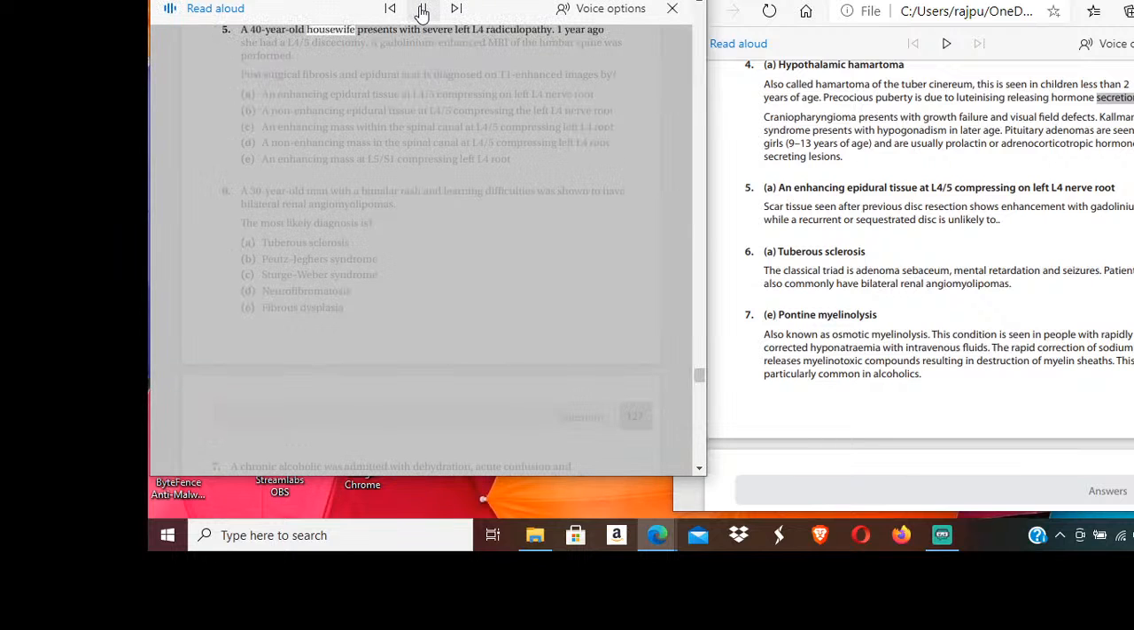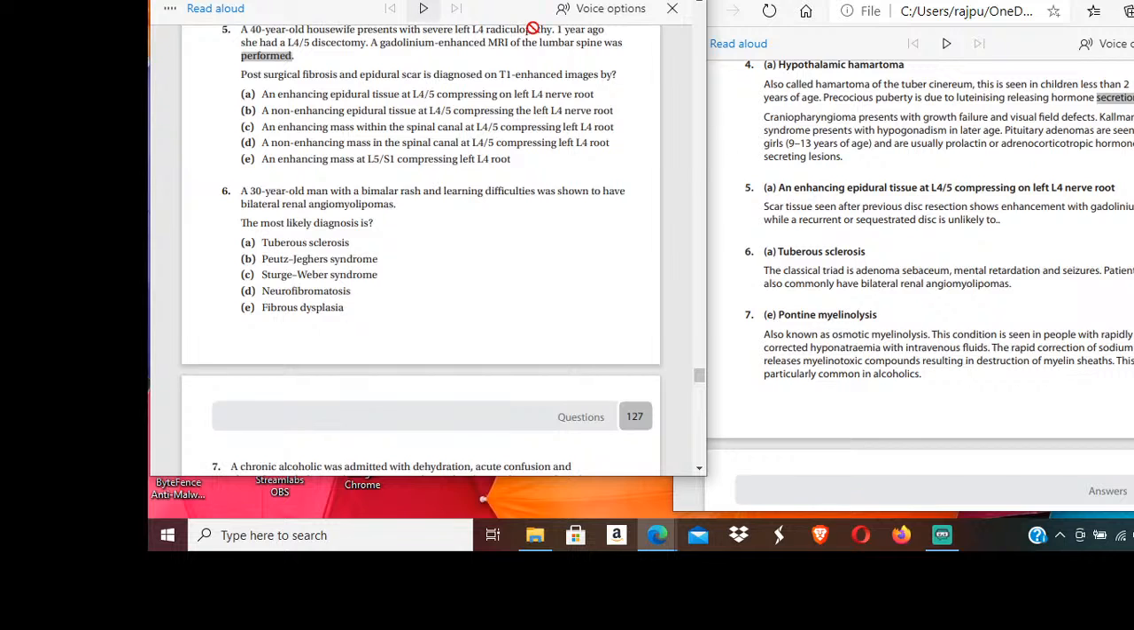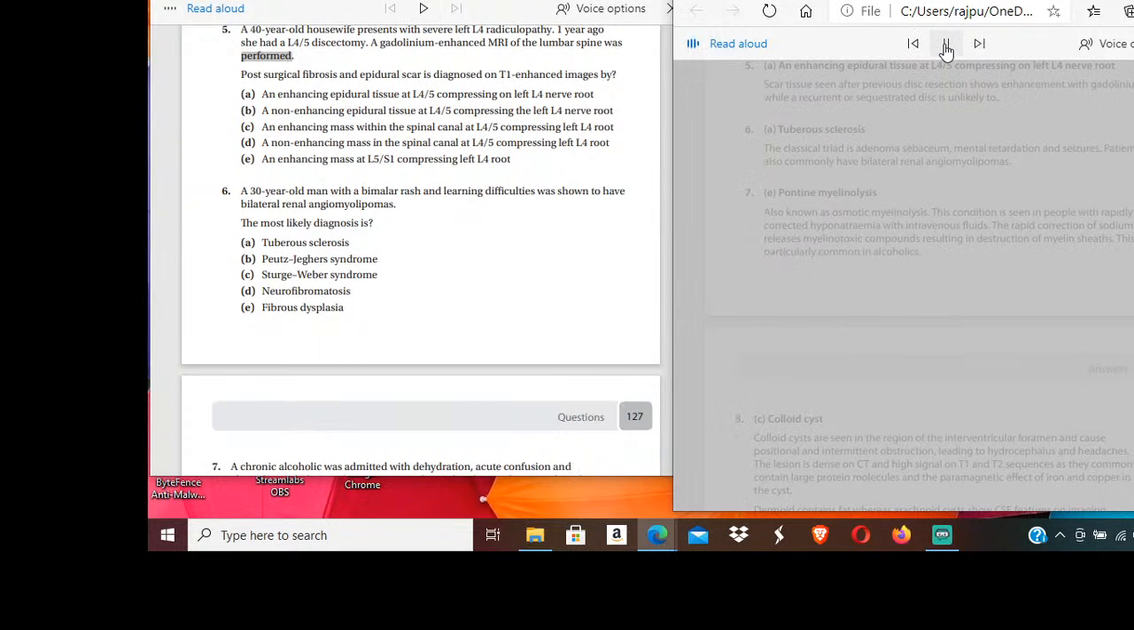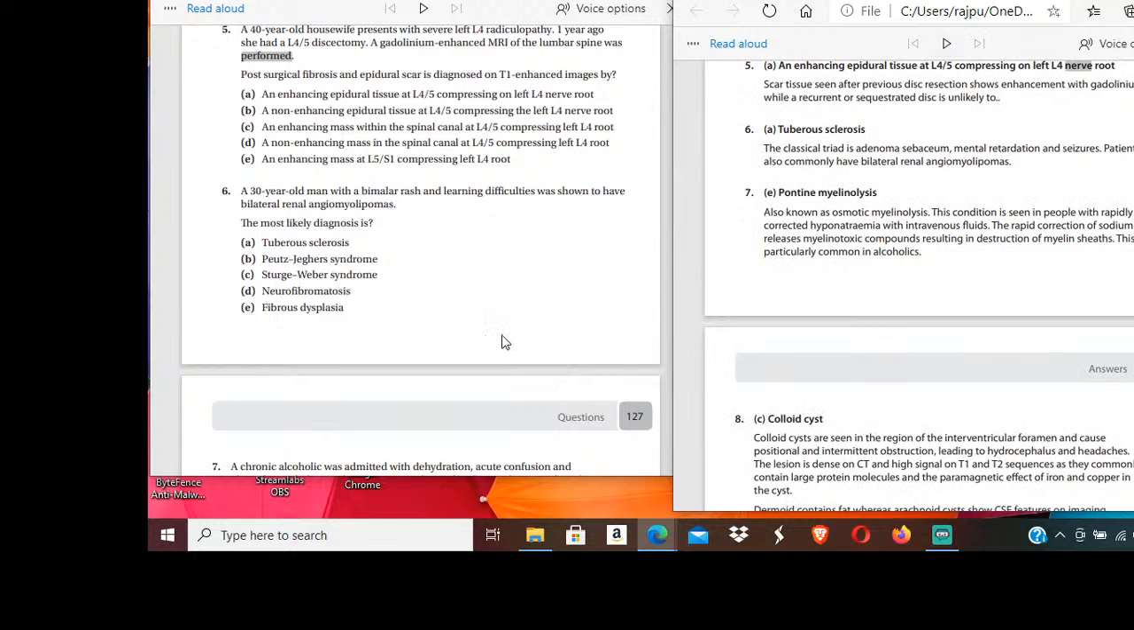5. A 40-year-old housewife presents with severe left L4 radiculopathy. 1 year ago she had a L4/5 discectomy. A gadolinium-enhanced MRI of the lumbar spine was performed. 5. A. An enhancing epidural tissue at L4/5 compressing on left L4 nerve.